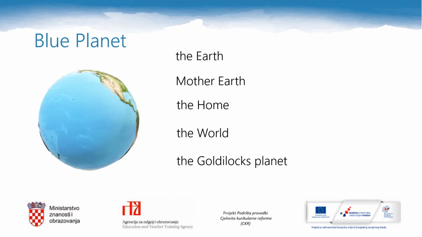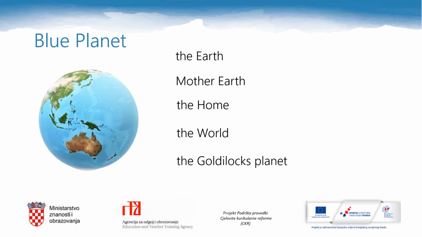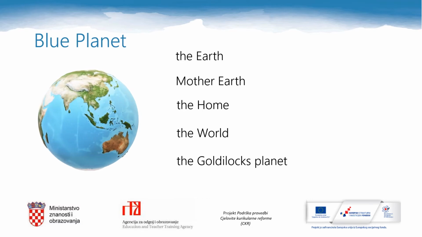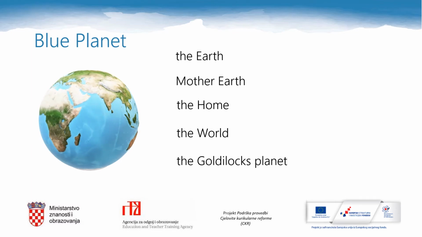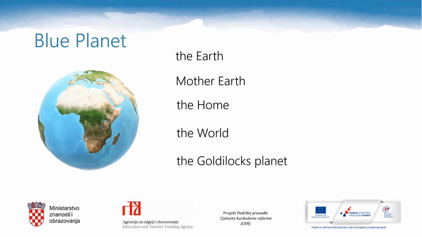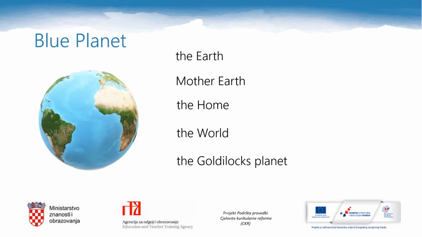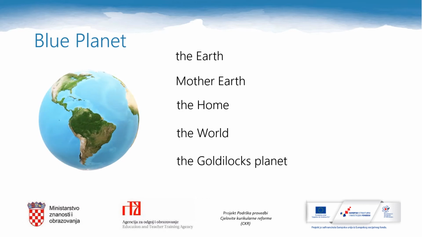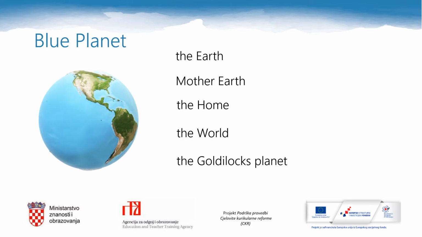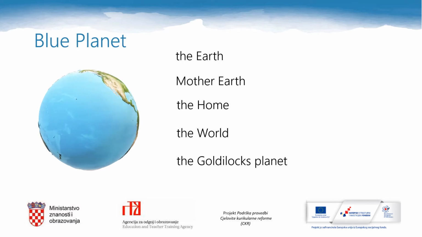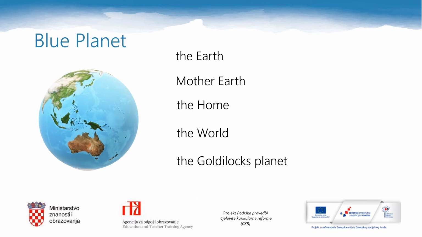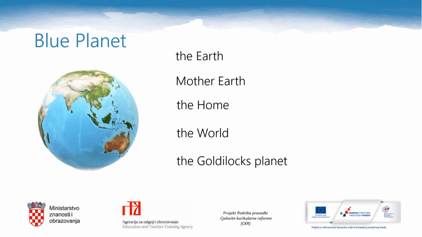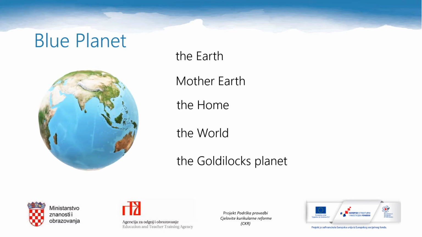In the story Goldilocks and the Three Bears, a little girl named Goldilocks liked everything just right. Her porridge couldn't be too hot or too cold, and her bed couldn't be too hard or too soft. On Earth, everything is just right for living things. It's warm, but not too warm. And it has water, but not too much water. But is it really so?